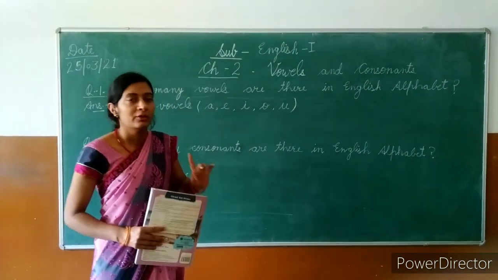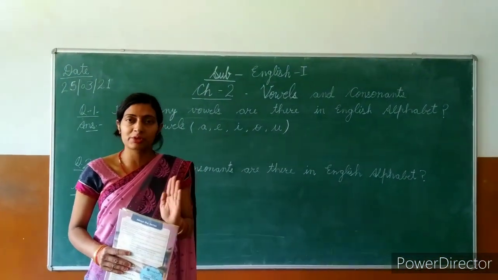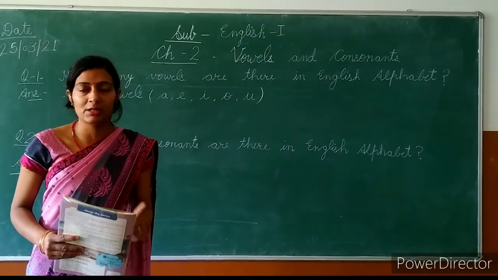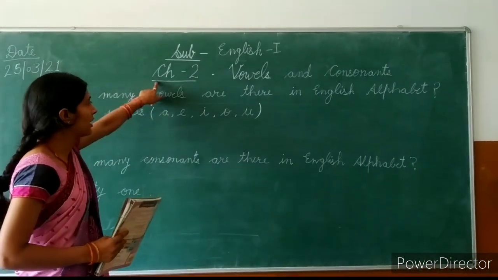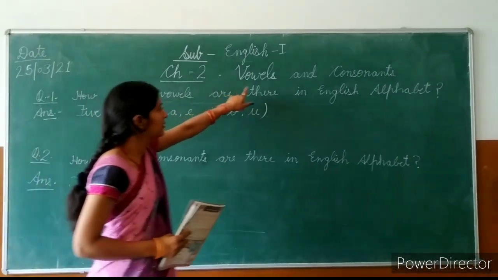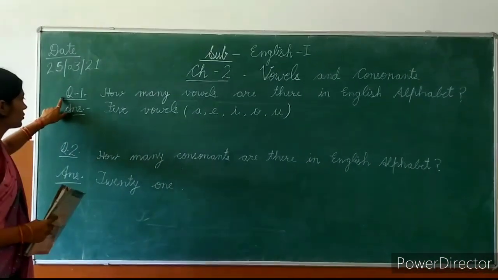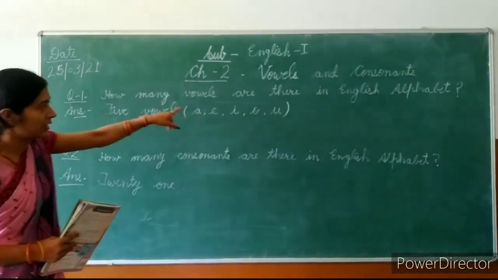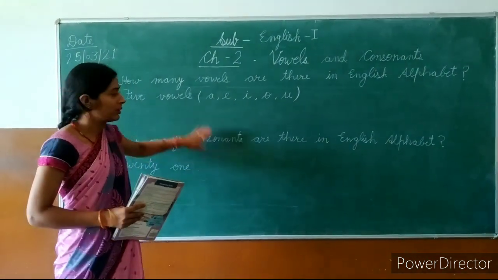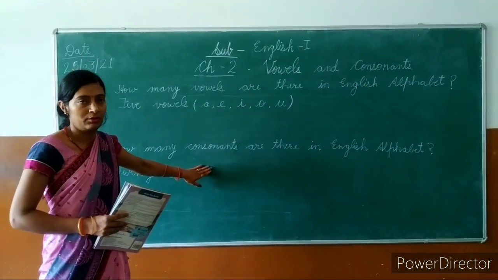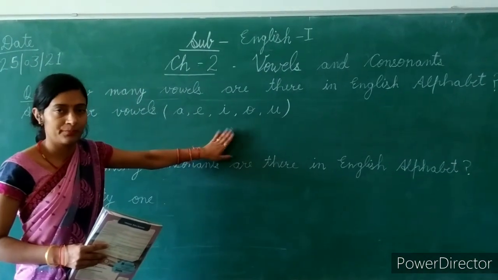So students, in your English first fair notebook, in the previous class you have written the first lesson, capital letters and small letters. Then you have to turn the page and write chapter 2 and the lesson name, vowels and consonants. Then write question 1: How many vowels are there in the English alphabet? These question answers are not in your book, but you have to write these questions in your fair notebook. Then write the answer: 5 vowels A, E, I, O, U.